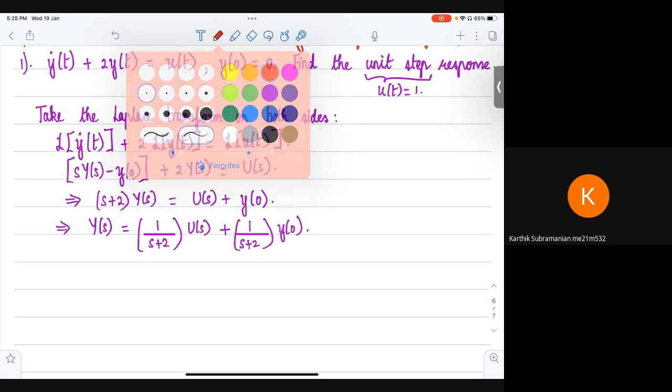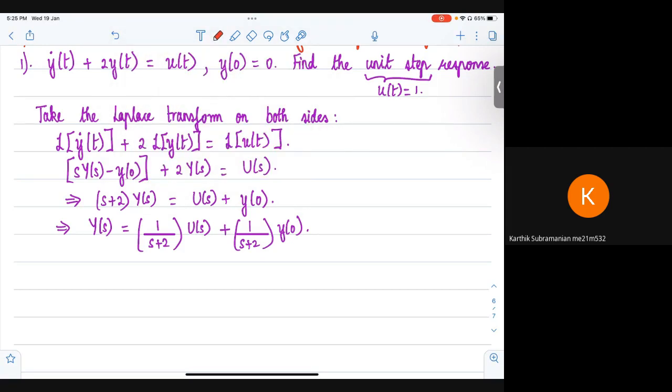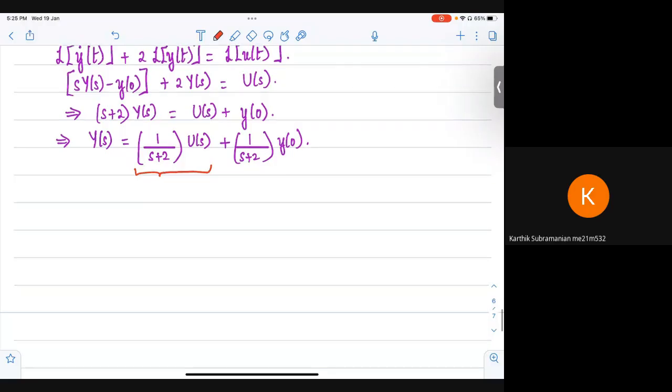Now there is some interesting physical interpretation for this. The first part of the response function, Y of s, which is the Laplace of it in the complex domain, on the right hand side is the response of the system due to the input which is given. I'm sure all of us can recognize that, because we have 1 by s plus 2 times U of s. So obviously it is depending on the input u. And this is what is called a forced response.